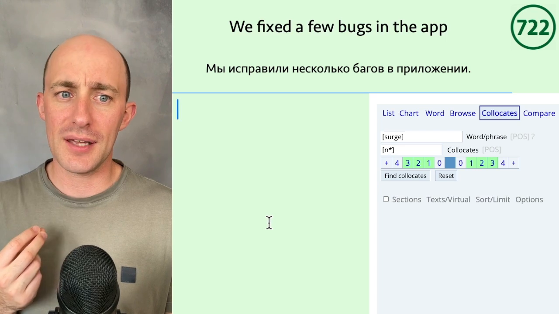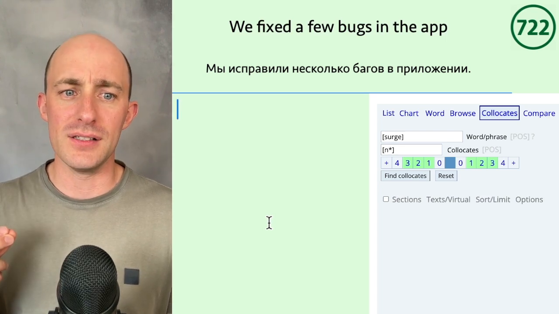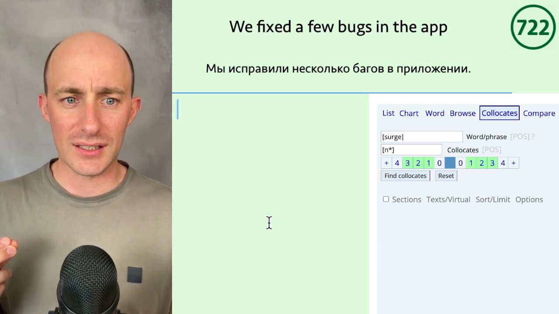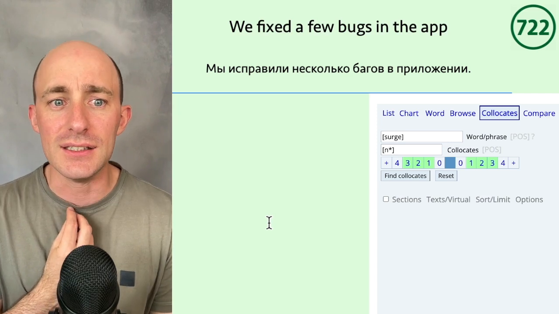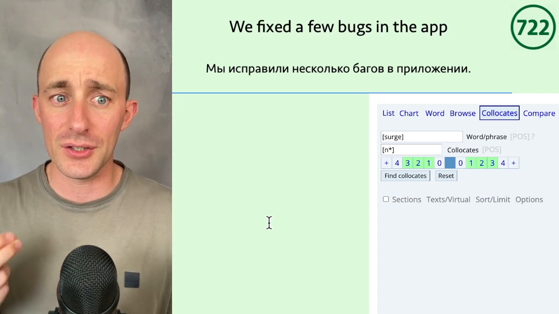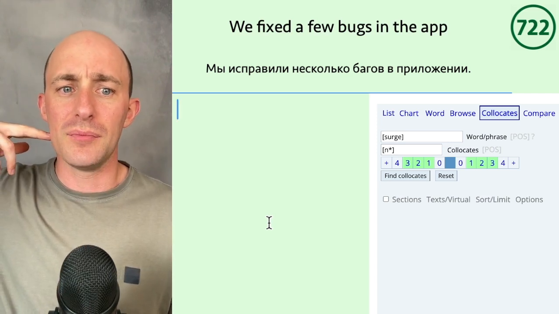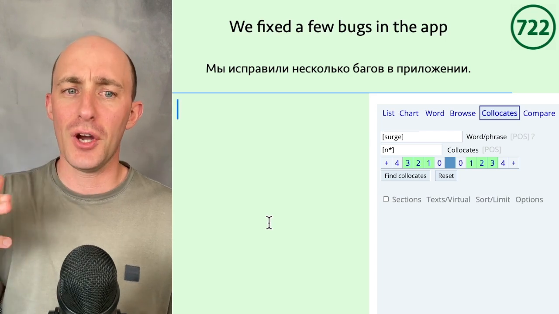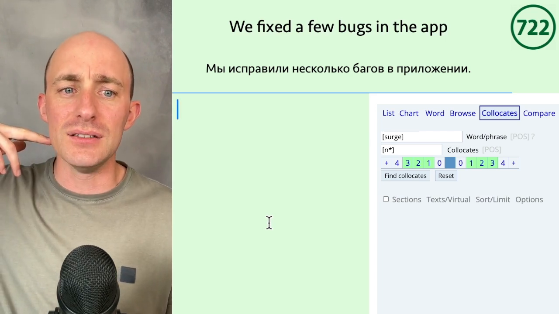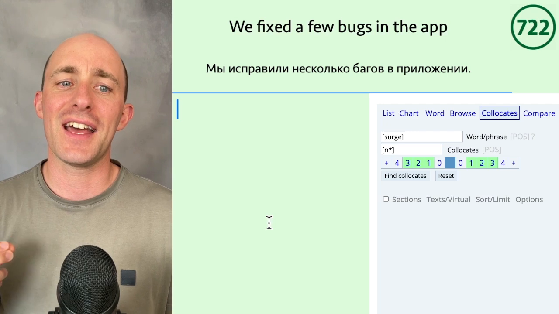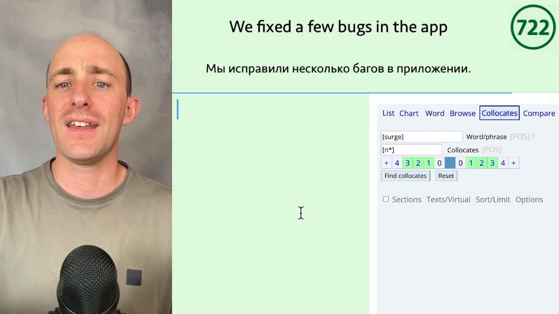Try not to say bucks. Bugs. You need to try to get a gz at the end. It's actually quite difficult. Bugs. It's easier if you open your mouth though. Bugs. Gz at the end. Bugs in the app.